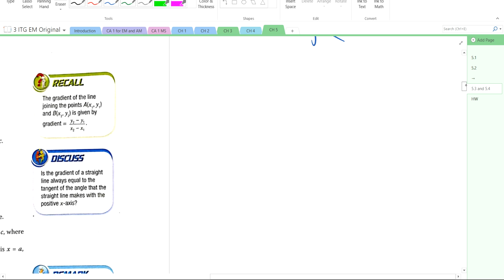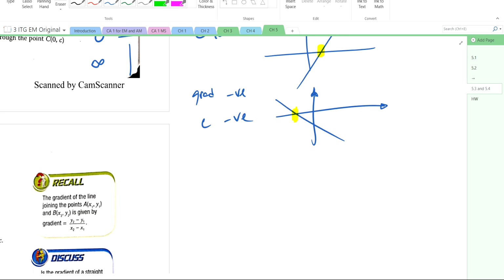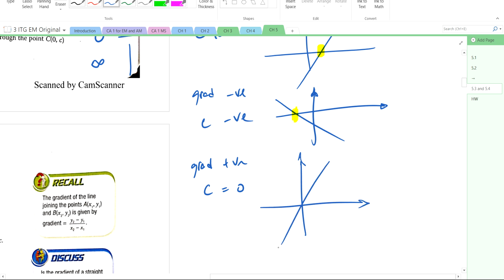Then of course, we've got the case of c being 0. So gradient positive, c equals 0, at the origin. Then gradient negative, c equals 0. Then it must look like this. Okay? Simple?